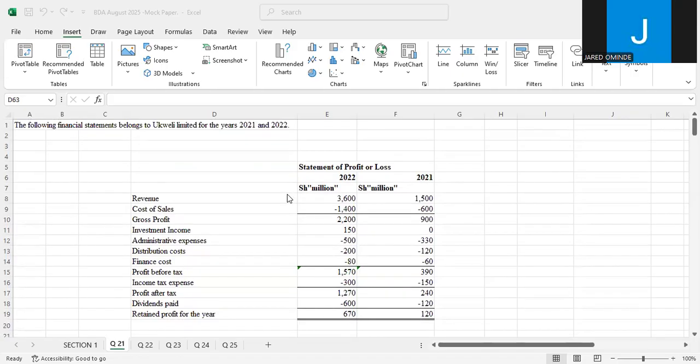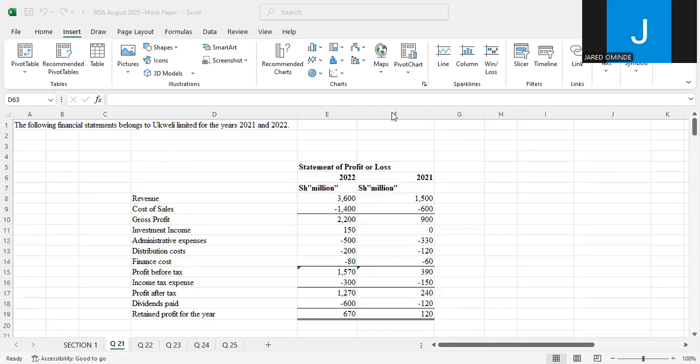So today I'll do questions for the August 2025 mock paper, and I'll start with question 21. I'll attach this paper in the description below so that you'll be able to access it. So I'll do more questions. I'll do all the questions from section 1 to question 25. So today I'm starting with question 21.